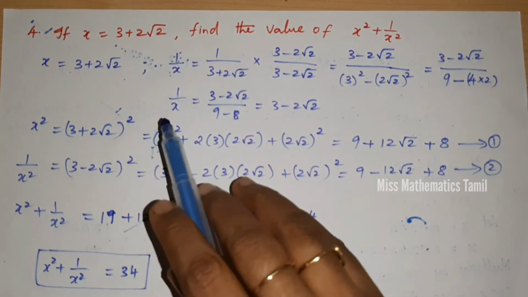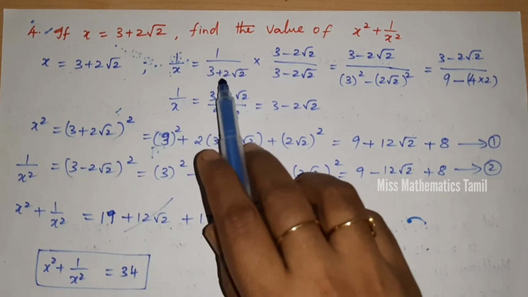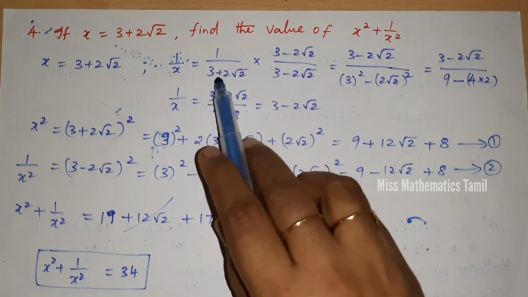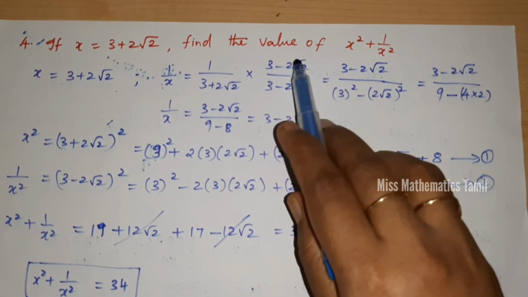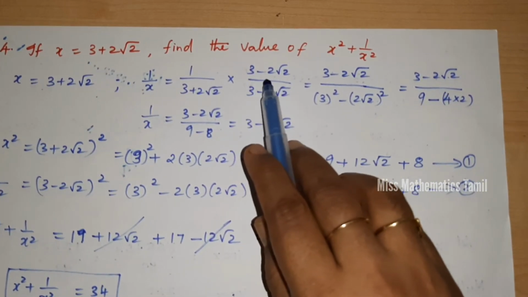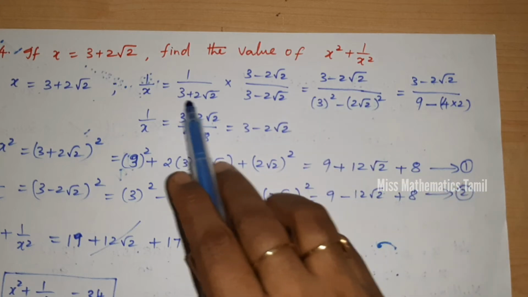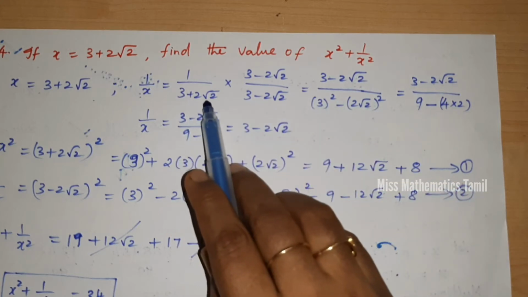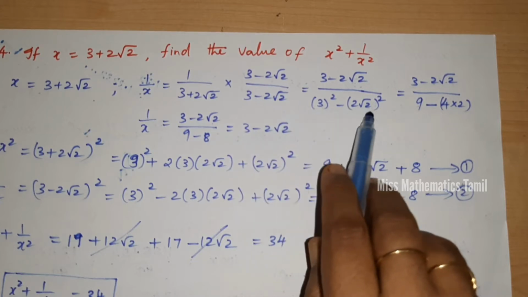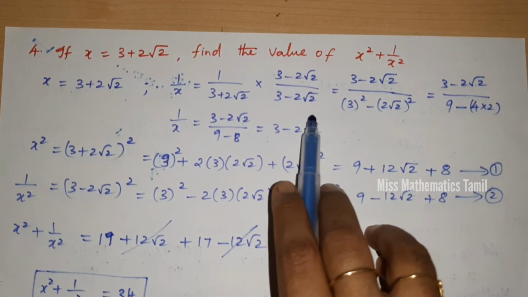Because we want to reduce the root numbers in the denominator portion, we have to change the sign here and multiply the numerator and denominator. So 3 minus 2 root 2 in the numerator. In the denominator you can see (a plus b) into (a minus b). What is that? The a square minus b square formula. We already learnt this in the previous section also.